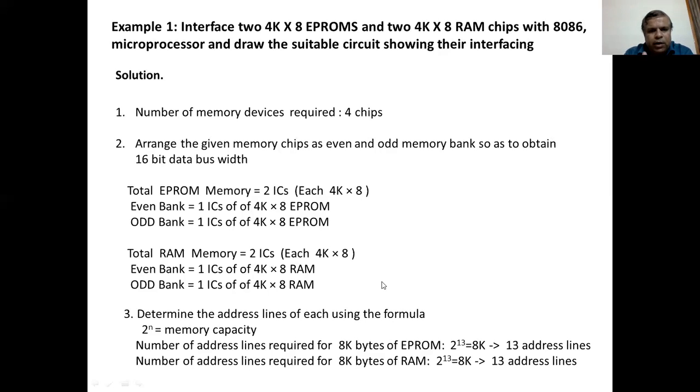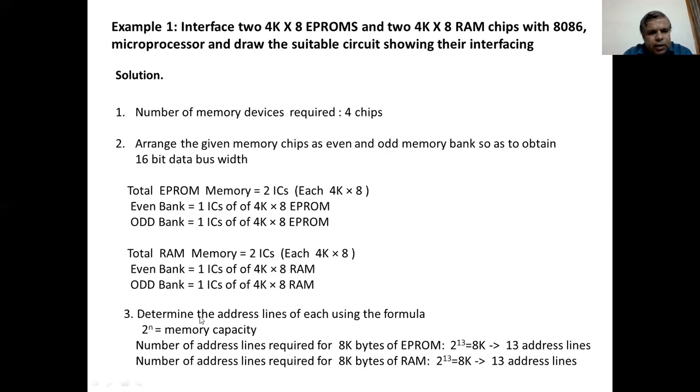So one ROM and one RAM in the odd bank, and one ROM and one RAM in the even bank. So we have to arrange the memory chips to obtain the 16-bit data bus.